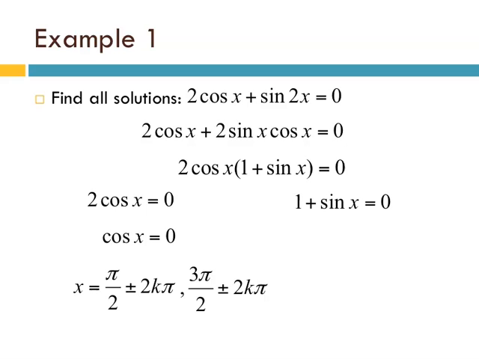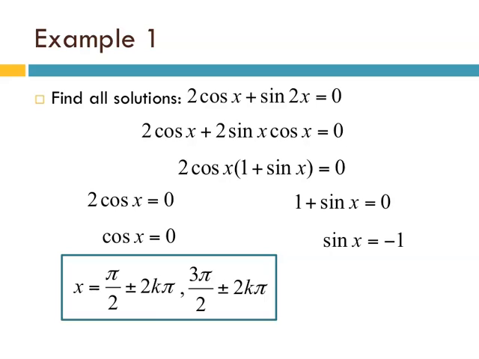All right, let's move on to 1 plus sine of x equals 0. So sine of x is equal to -1. And now thinking of the unit circle, where on the unit circle is the y-coordinate equal to -1? That would be at 3 pi over 2 plus or minus 2k pi. And that's already covered from the other equation. So that would be your answer for example 1. Okay, example 2.